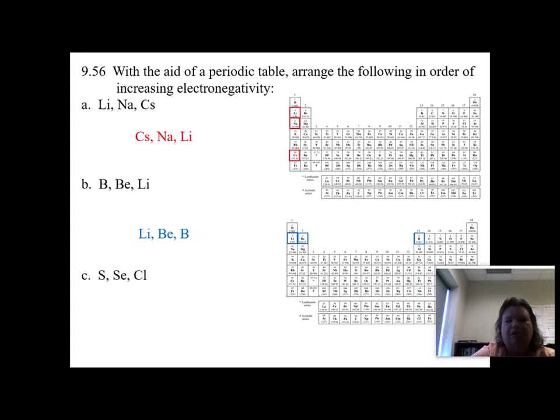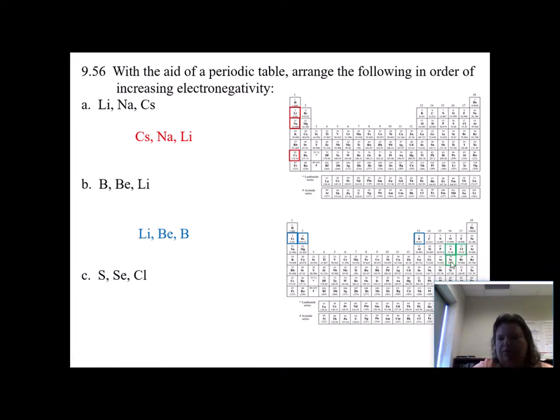And for C, I have sulfur, selenium, and chlorine. And I highlighted those in green. Put the image down a little bit more. So they're right here. This is selenium, that's sulfur, and that's chlorine. And this one's a little bit more difficult because there's both a row and a column in here. But chlorine is the most electronegative because it's the furthest to the right and the highest up. Between sulfur and selenium, sulfur is more than selenium. So the lowest is selenium, followed by sulfur, followed by chlorine.